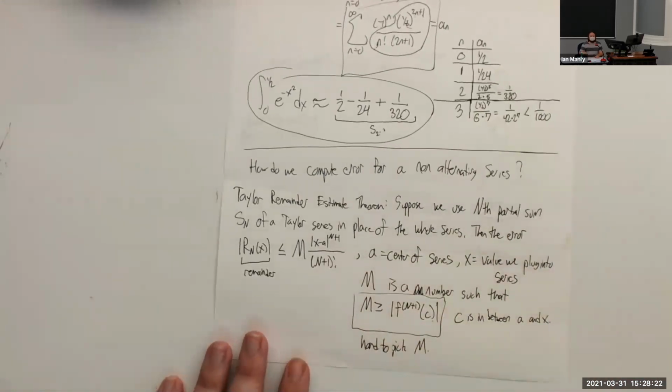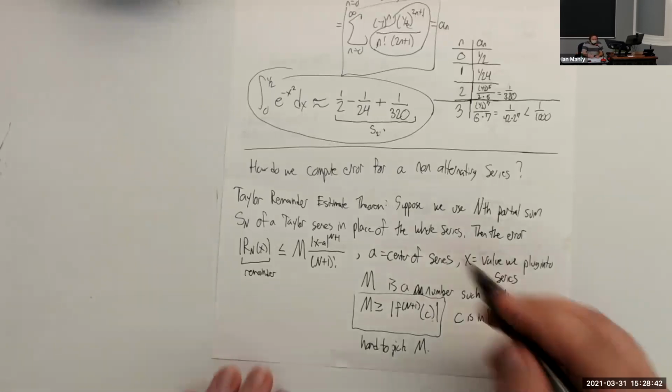So that's what makes this method kind of inferior to the alternating series remainder estimate. So my advice to you right now is that if you can ever use the alternating series remainder estimate, I would use that in favor of this. I would only use this as kind of a backup in case you don't have an alternating series.